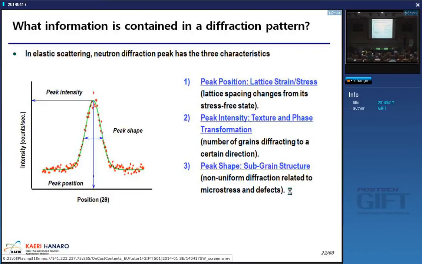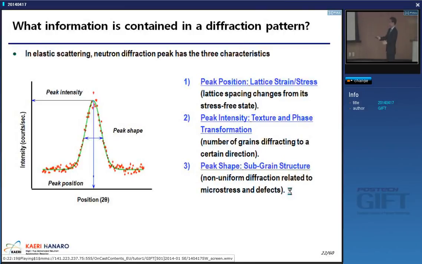And then another one is peak intensity changes. Peak intensity is proportional to the number of grains diffracting in a certain direction. So a peak intensity increase means a lot of lattice planes are oriented in the same way. That's why peak intensity changes.